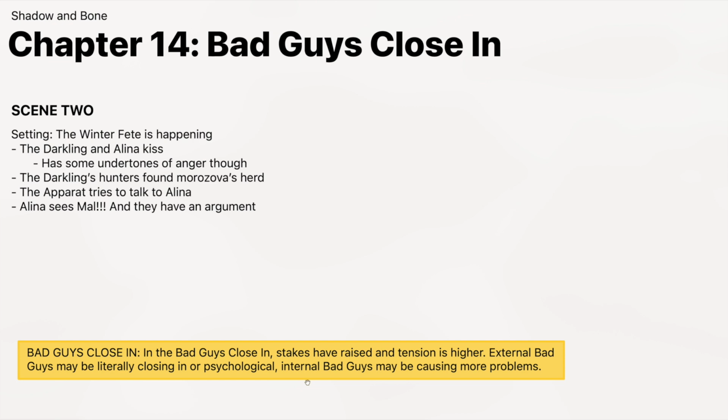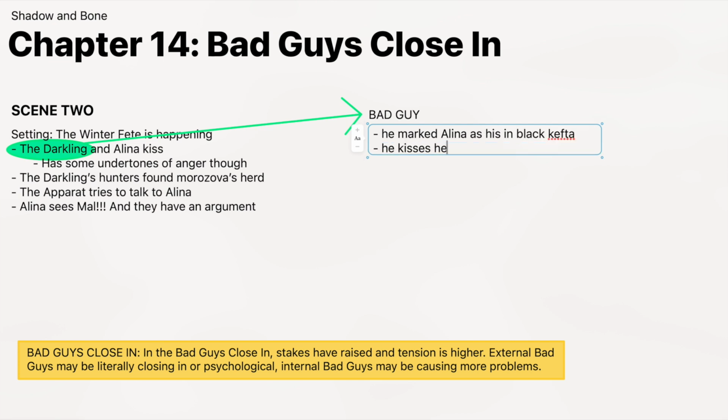Adding tension, external bad guys may be literally closing in, or psychological internal bad guys may be causing more problems. We have both here. This is a very interesting bad guys close in because the Darkling is our bad guy. We aren't fully convinced of that yet though, and neither is our main character, Alina. But with the Darkling, he marked Alina as his in Black Hefta. He kisses her, drawing her closer, and he found the herd for Alina's amplifier. This is all stuff that's gonna start really coming to a head for the finale.